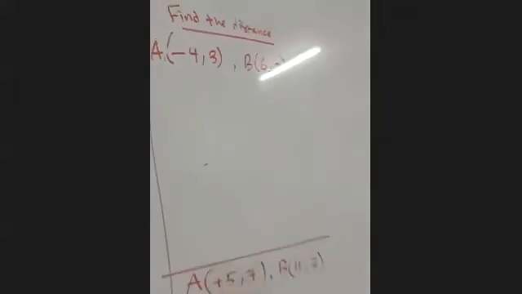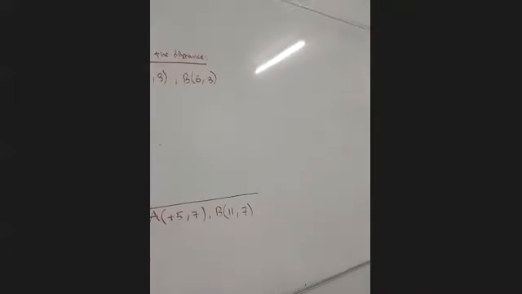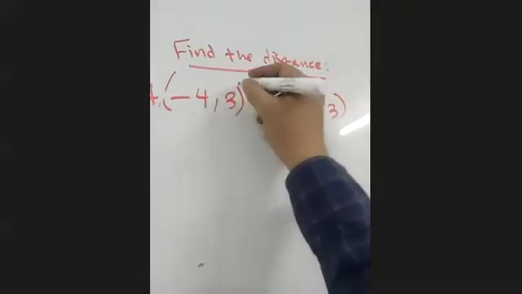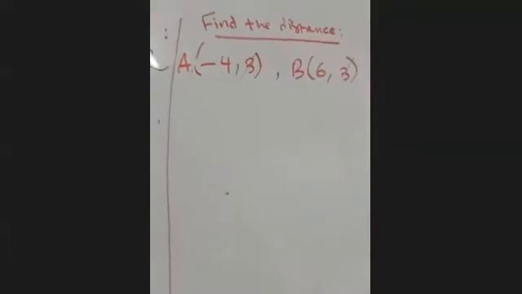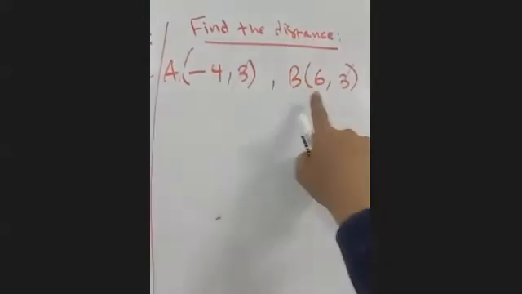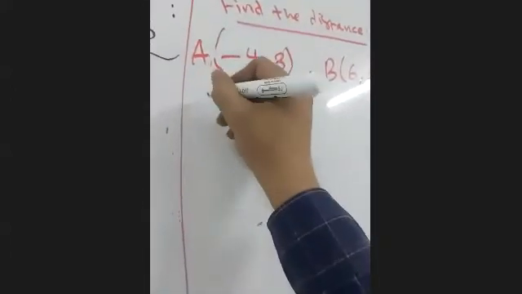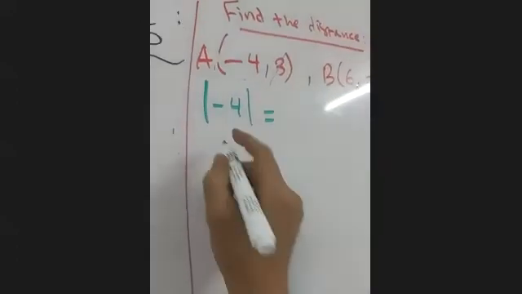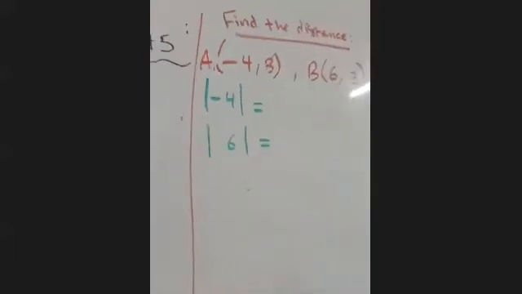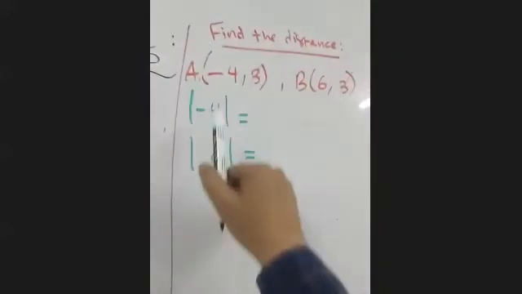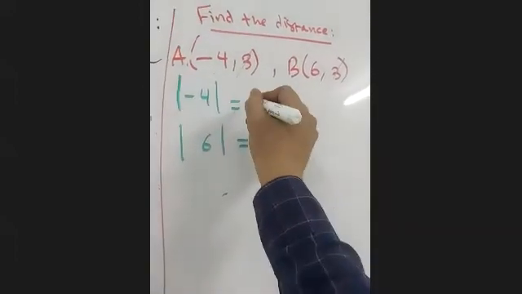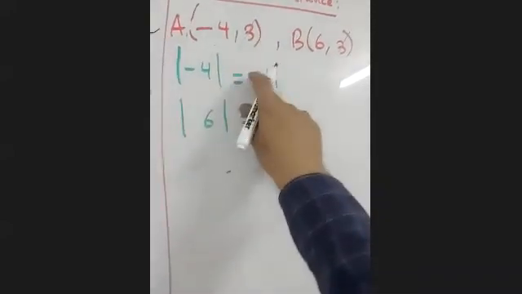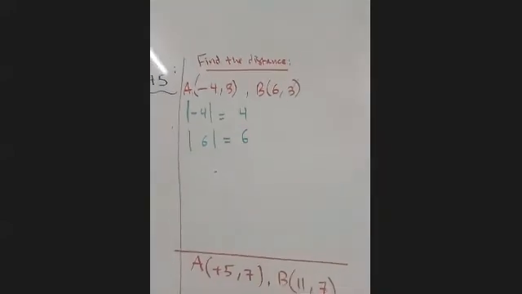First step, guys, we ignore the similar number. The 3 here, we ignore it. Assume that the 3 is gone. So we have two numbers here, -4 and 6. First step, we find the absolute value of -4 and the absolute value of 6. So what's the absolute value of -4? It is +4. The absolute value of 6 is still 6. Both give positive, right? This is the first step.